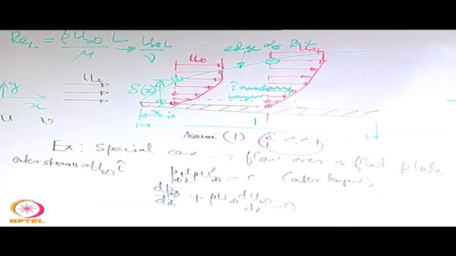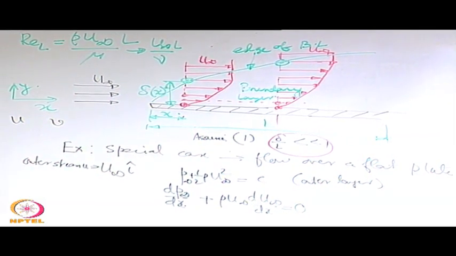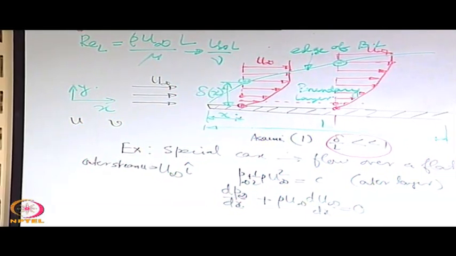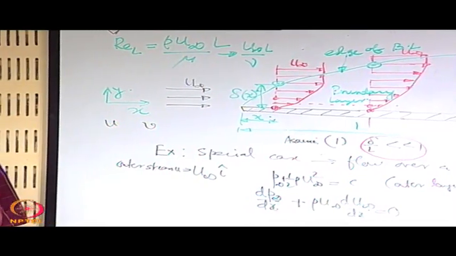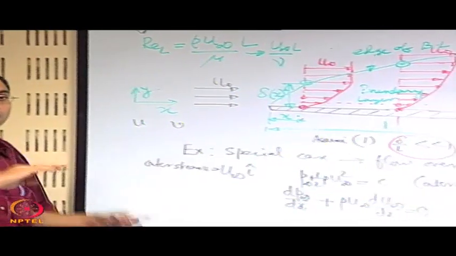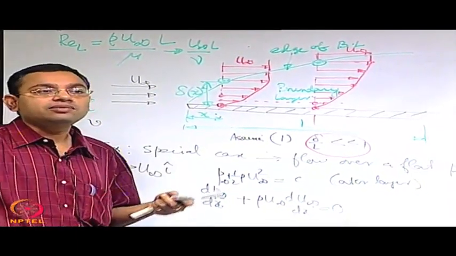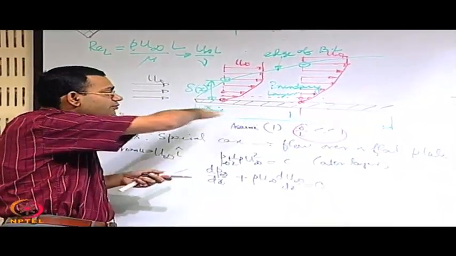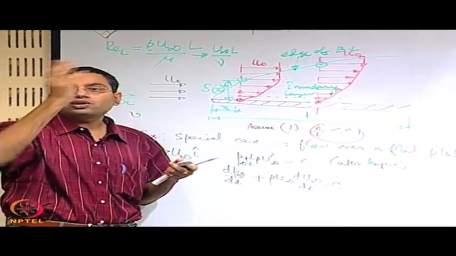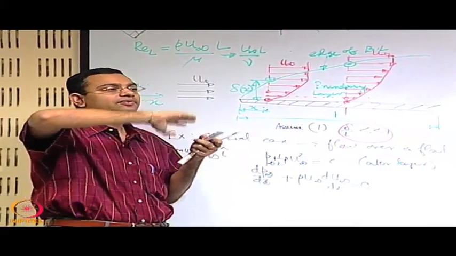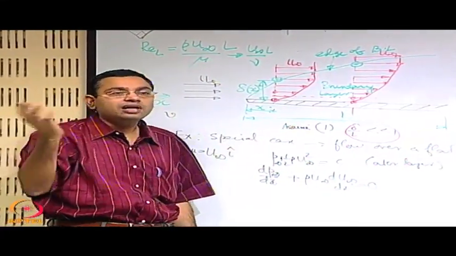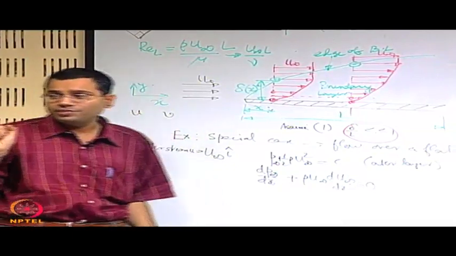So u infinity may change with x because of what? One of the things is the curvature of the boundary. Because of the curvature of the boundary you may have a gradient of pressure and you may have a gradient of the free stream velocity, but for a flat plate there is no effect of the curvature, but there is an effect of the curvature if you have flow over a sphere or a cylinder. We will look into those examples later.